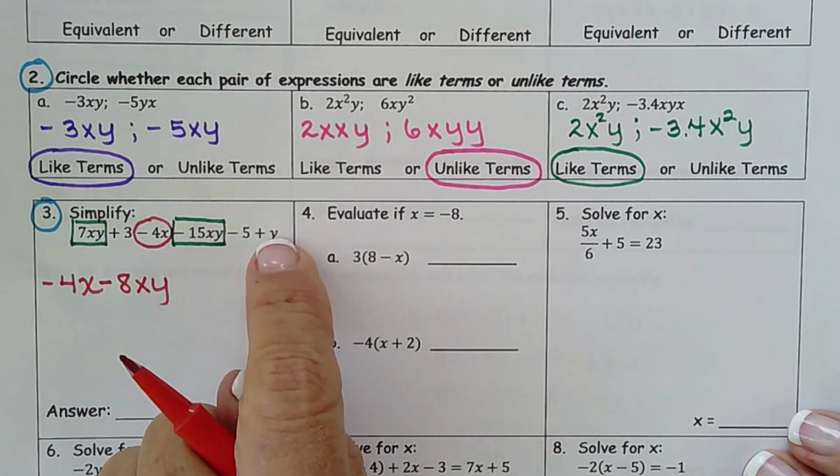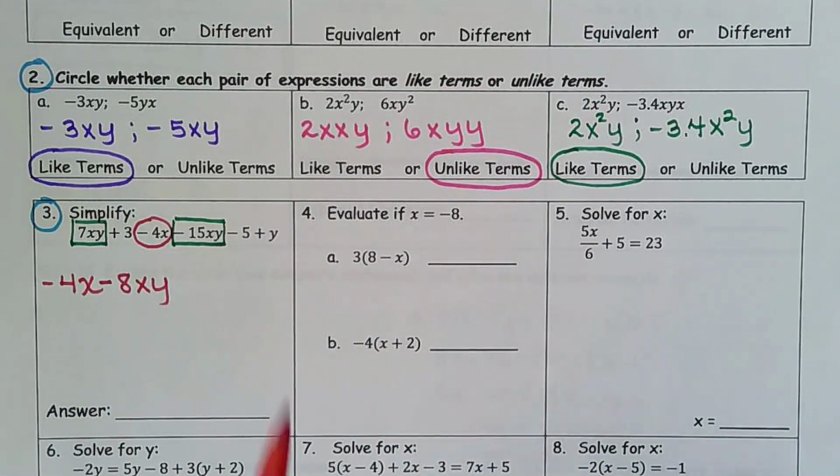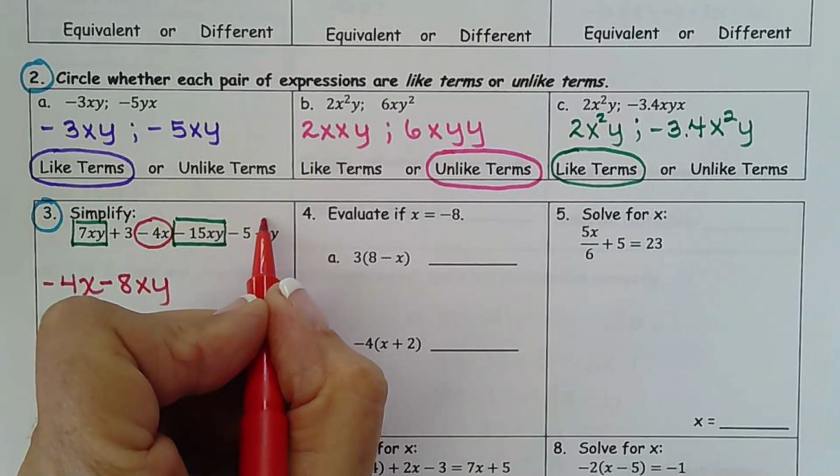Then would be the y, alphabetically. X is first, xy second, y third. There's nothing to go with it. So that would just be plus y.